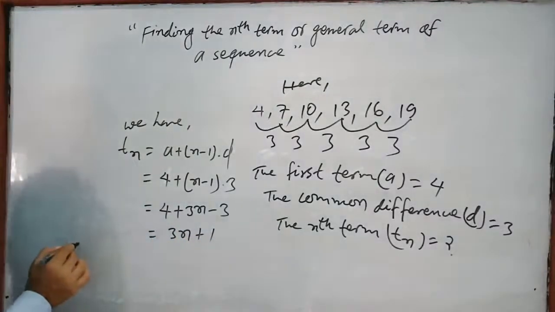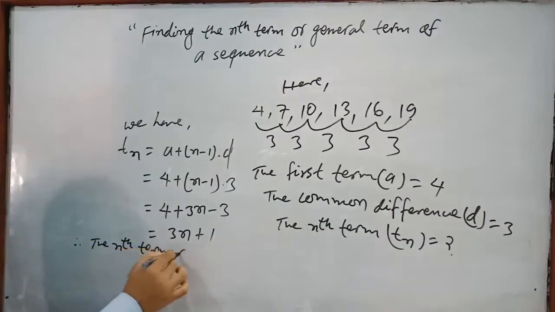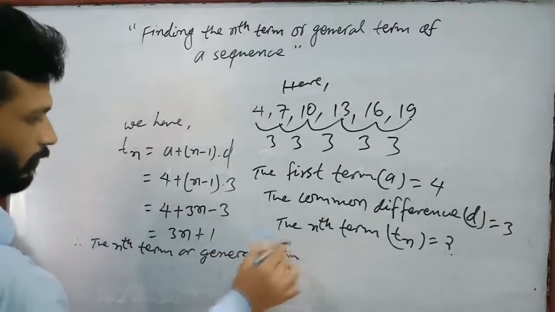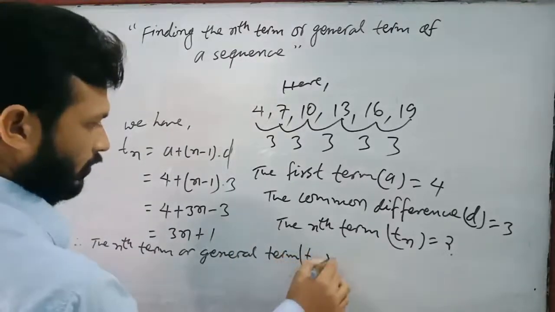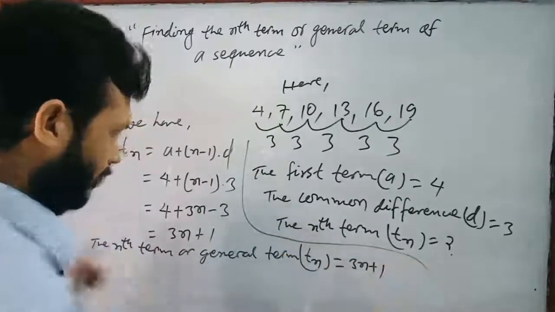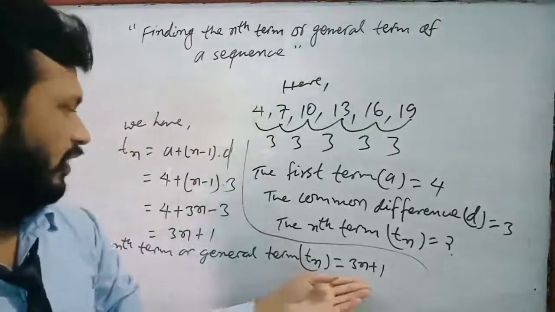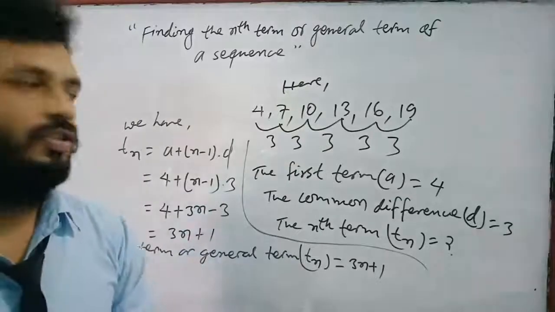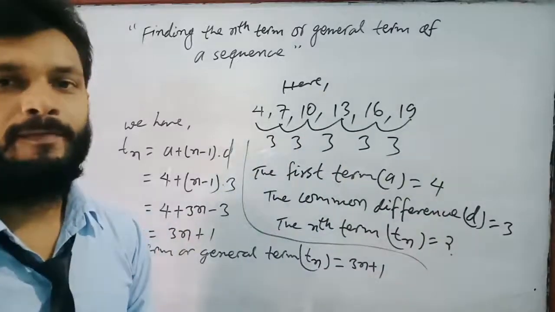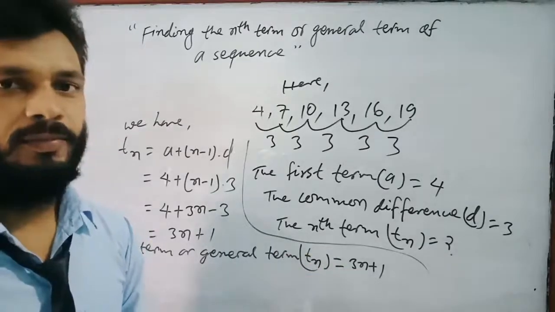That is the nth term. Therefore, the nth term or general term Tn equal to 3n plus 1. 3n plus 1. Understood? Okay. The nth term or general term Tn equal to 3n plus 1. Understood? Now we can find any term of this sequence by using its general term or nth term.